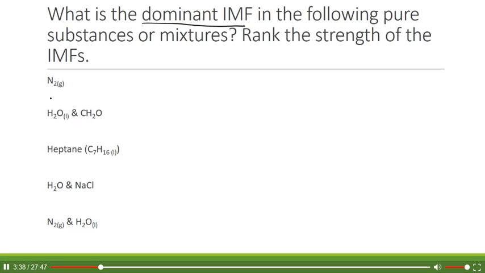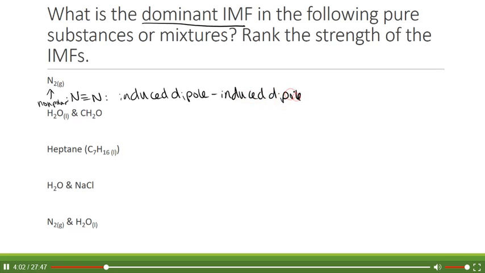Okay, so the first one, N2. It looks like this. This is a nonpolar substance, and as such, the only option we have here is induced dipole between our N2 molecules. Next, we have a mixture. We have water, which looks like this, and then we have formaldehyde, which looks like this.